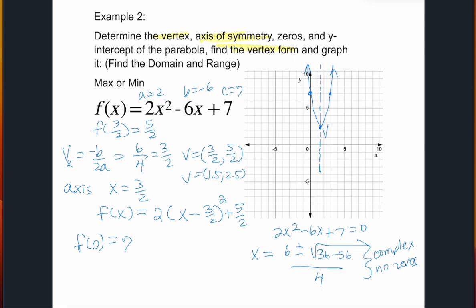So let's label our vertex. Our axis of symmetry is x equals 1.5. The only thing we haven't talked about is domain and range. Domain should be easy. It's all real numbers. There's nothing that I can't plug into that function. The x values will stretch forever and ever to the left and to the right. But there is a minimum value here. The range has a low point at the y value of 2.5, and then can go forever up and up from there.